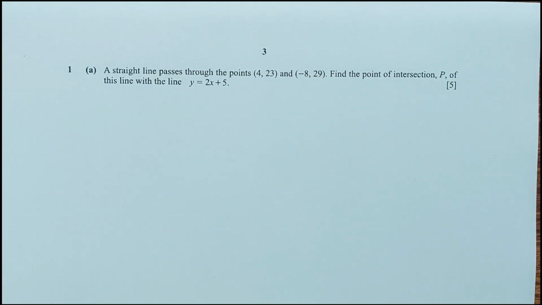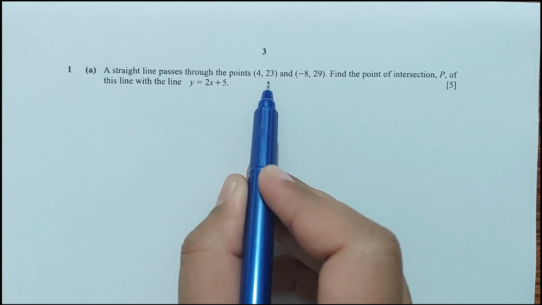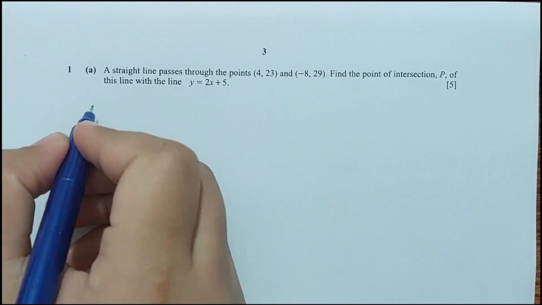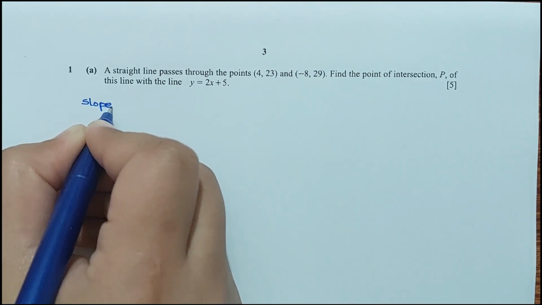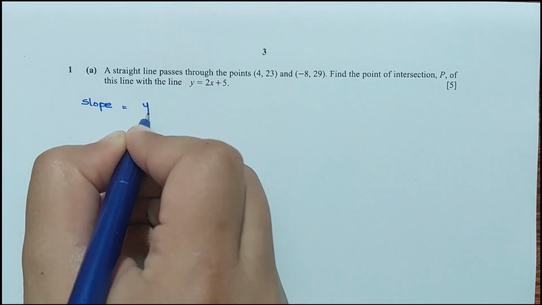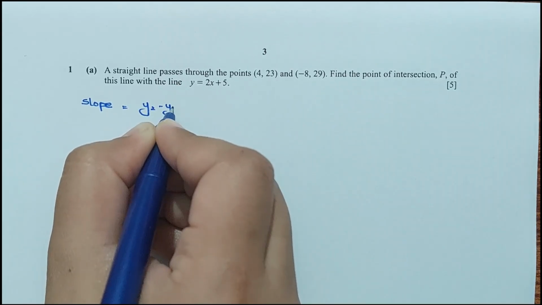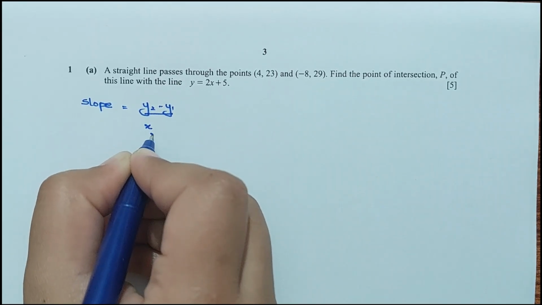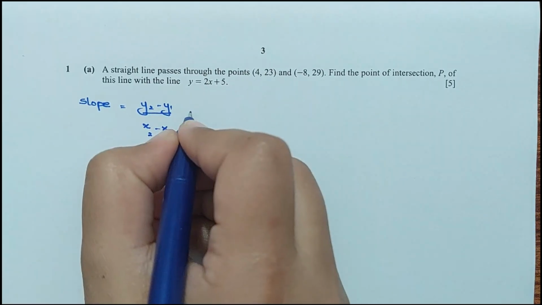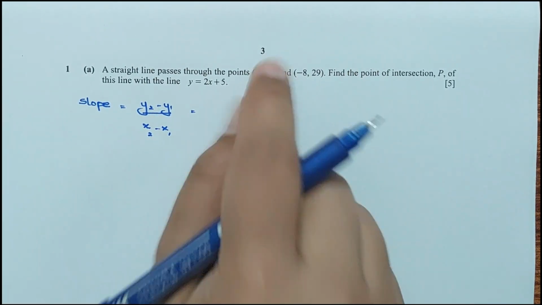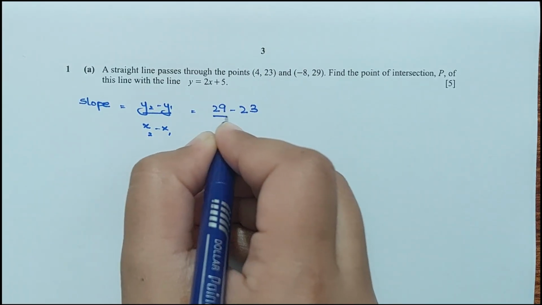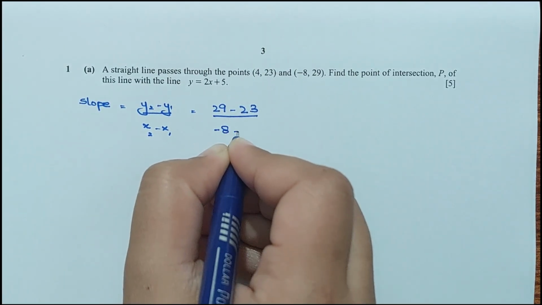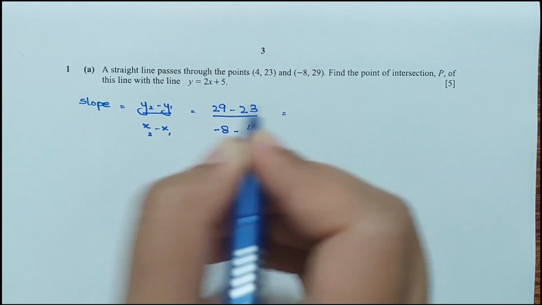So we have to find the point of intersection of two lines. One line is given, the other line we have to find by using the 2 points. First we have to find the slope of the line, or we can say the gradient, which is y2 minus y1 over x2 minus x1. Y2 and y1 are 29 minus 23, over x2 is negative 8 minus x1 is 4.